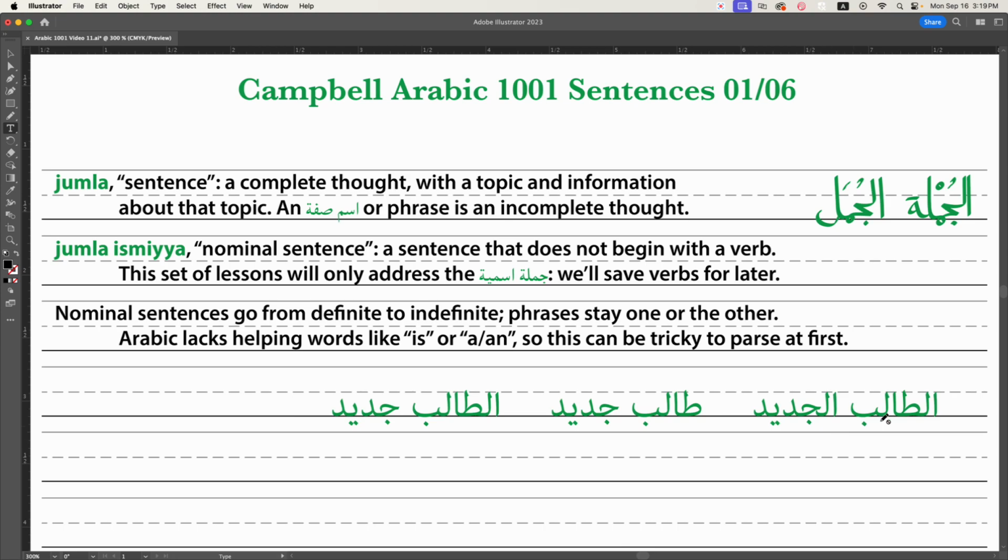So to give a few examples here, we have at-talib al-jadid. It's very easy to see that both of these words are definite, and so that makes it a phrase. Same thing over here, talib jadid, only they're both indefinite. So since they stay the same, they're both phrases rather than sentences. However, if we say at-talib jadid, we go from definite, here's our alif lam, to indefinite. And that's what tells us that this is a sentence. So this means the student is new.